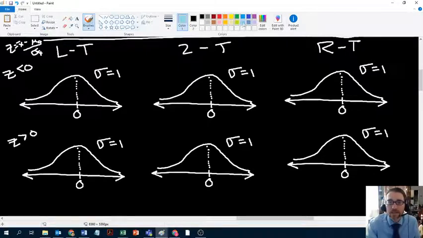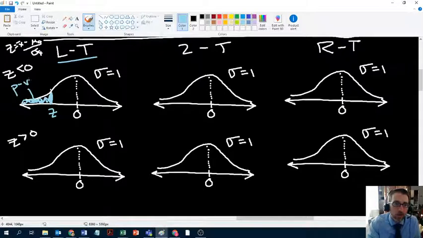So let's look first at left tail, z-score less than 0. That means it's going to be over here on the left, right? You're going to have some z, say it's right here. That's the z you've calculated. Well, for all left tail tests, your p-value is the area to the left. And so in this case, this area right here would be your p-value. And you would have to calculate this.